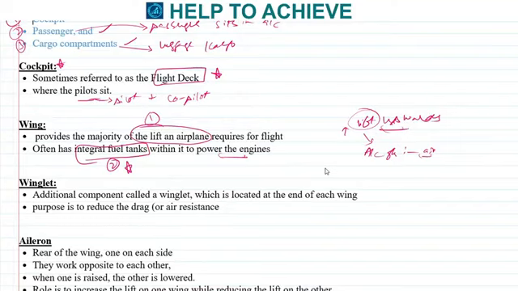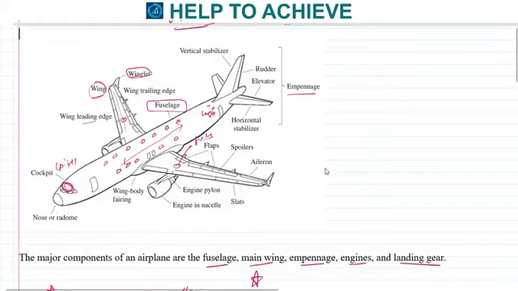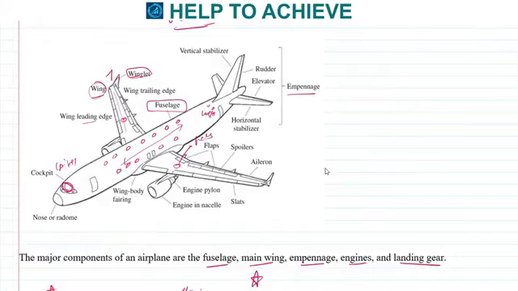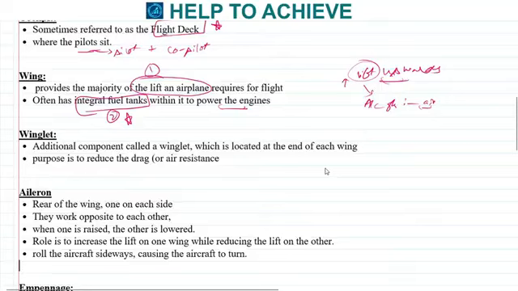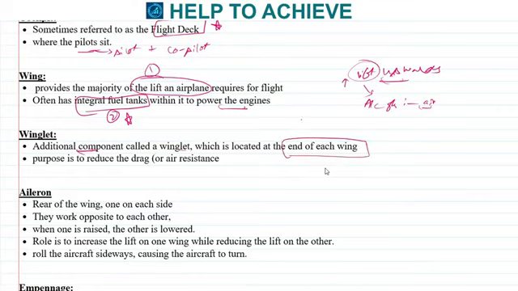If you see, there is another component which is a part of the wing, which at the end you can see, this small triangle shape, known as a winglet. Okay. So the important functionality of the winglet is to reduce the drag on the aircraft. The additional component called a winglet is located at the end of each wing. So on either side of the aircraft these winglets are there. Their purpose is to reduce the drag.